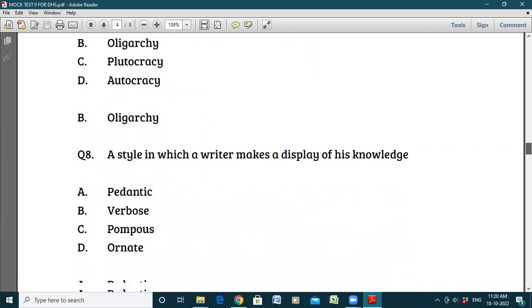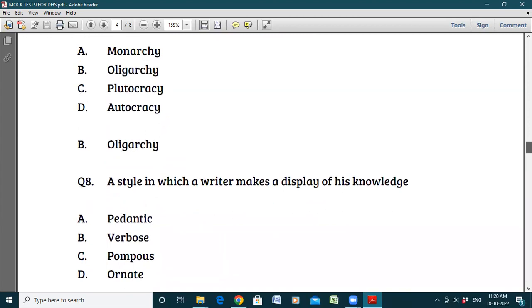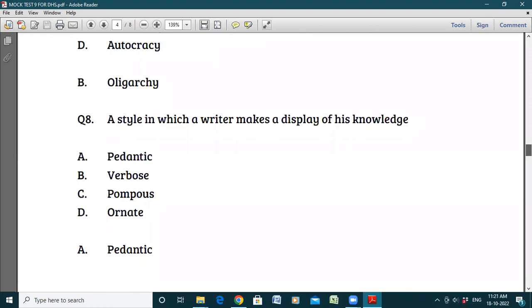Then question number 8, a style in which a writer makes a display of his knowledge. So in such a style, the writer displays his knowledge, and the correct answer in this case will be option A, that is pedantic. So this is the style in which a writer makes a display of his knowledge.